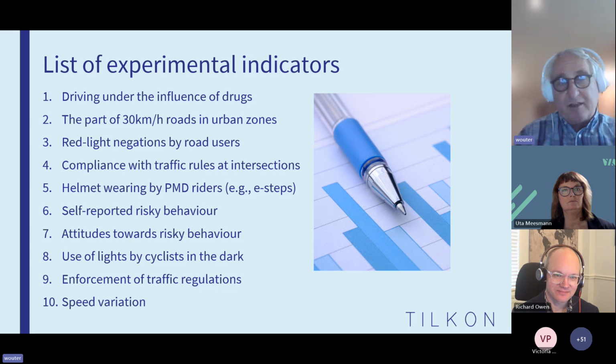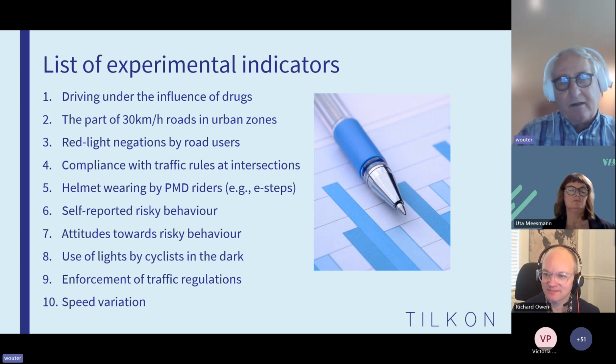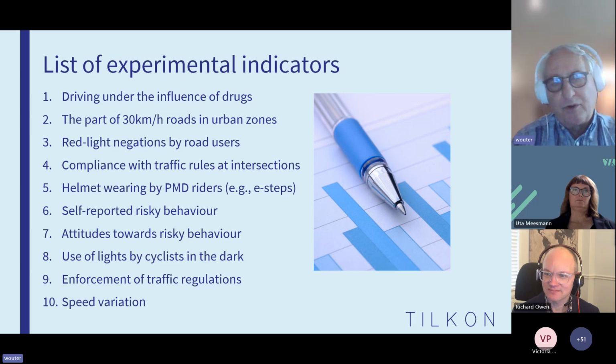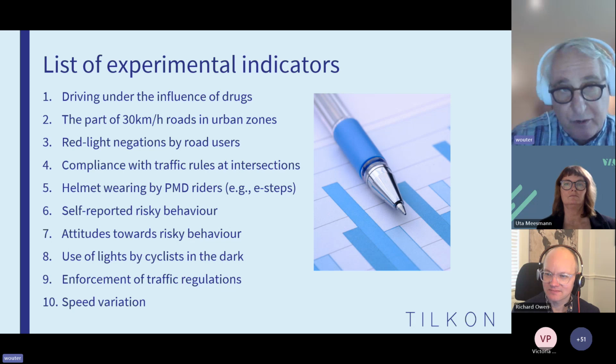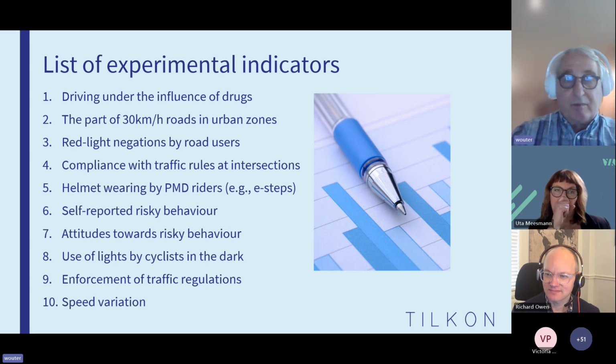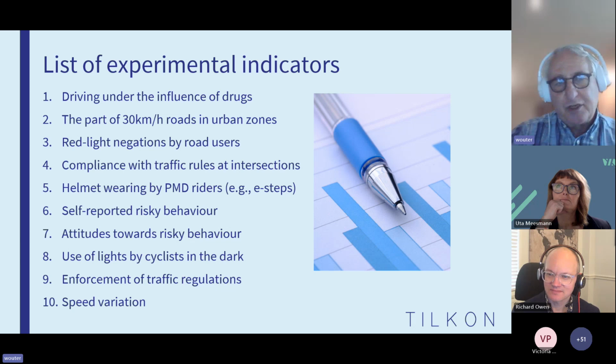All of these have been defined. Actually, these are not the final names. These are like working titles. And for most, the tests of the methodologies have been completed and they will now be written up. And for certain countries, for certain of them, we actually will have values. And there will be also discussion about the relevance of those indicators for the future.